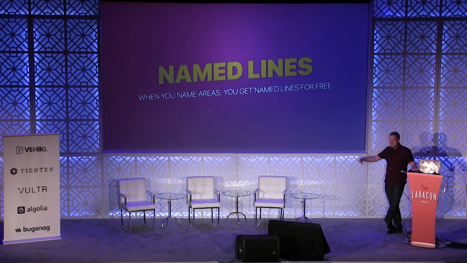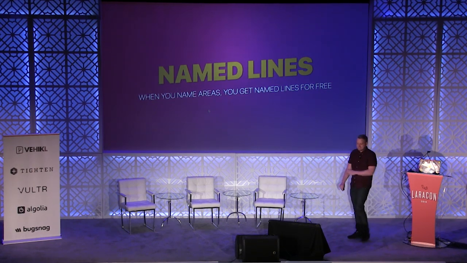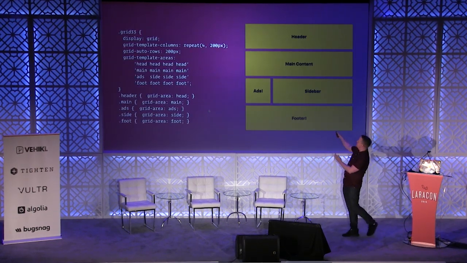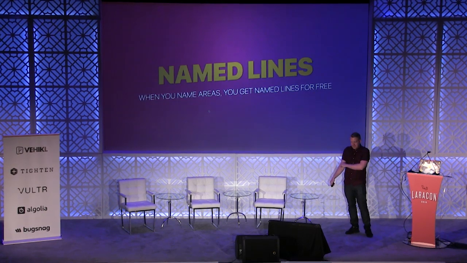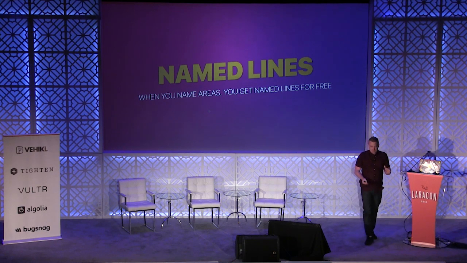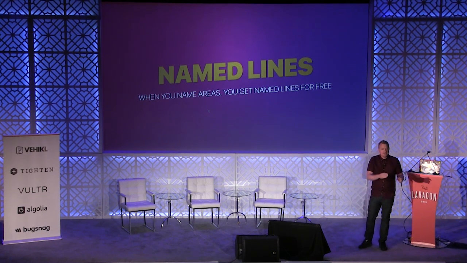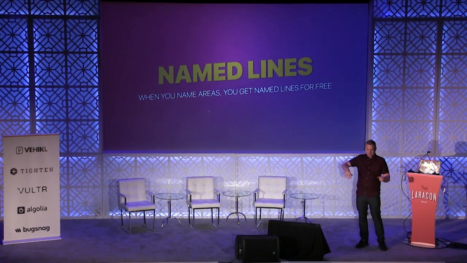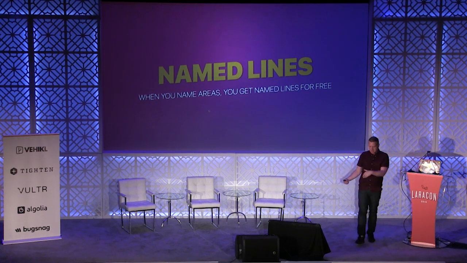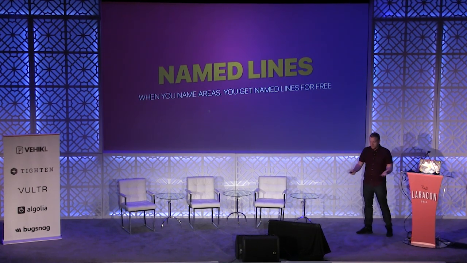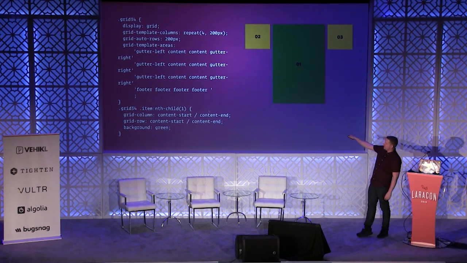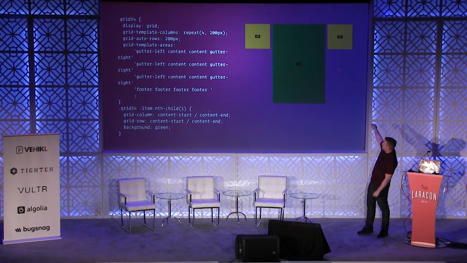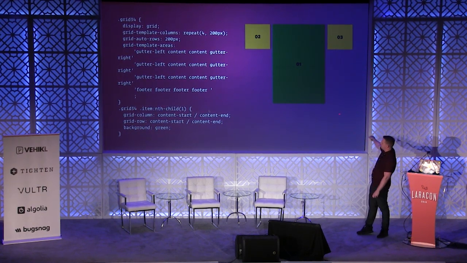All right, another part of CSS Grid is called named lines. When you name your areas, header, main, ad, sidebar, footer, you also get what are called named lines, because right now all we know about lines are numbered lines, right? 1, 2, 3, 4, and then you also have the negative lines where you can start from the bottom, but you can also use words for your lines. Here I'm using the same thing. I'm saying gutter left, content, gutter right, and then I have a footer all across the end.